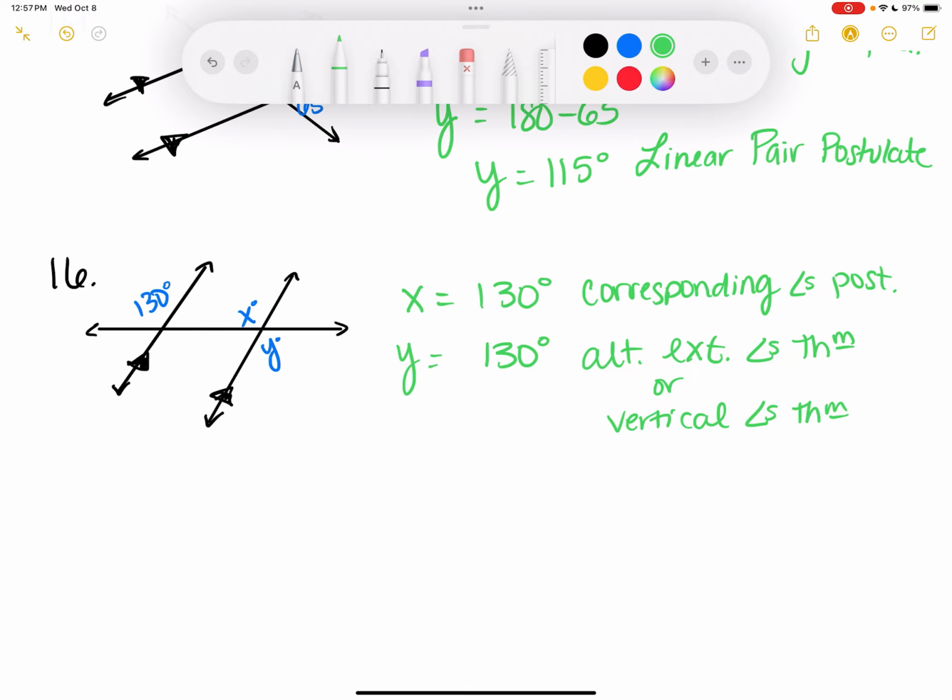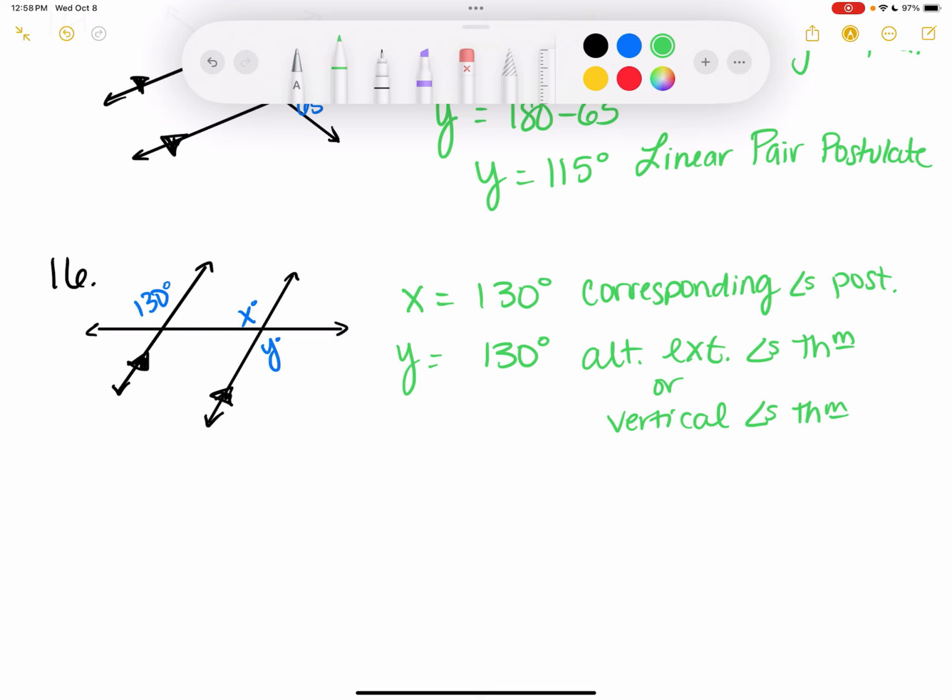All right, what did we get for X? 130. And what would be the reason for that? Yep, corresponding angles postulate, it's just like the one we did above. And then what about Y? There's two different reasons I could argue for on this one. It could be 130 because of the vertical angle theorem or the alternate exterior angles. Yep. So also 130.